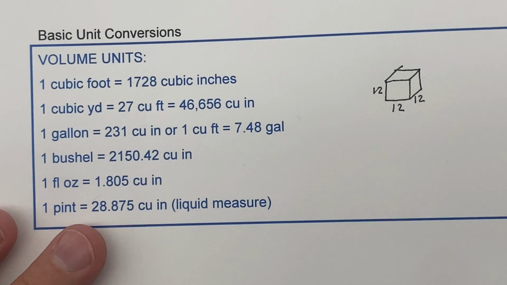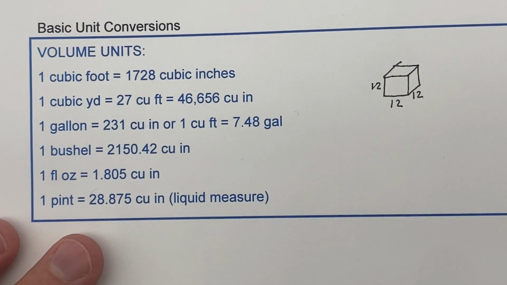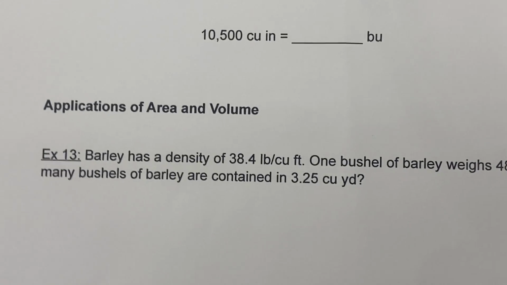Alright, shifting gears here. Gallons. That's going to be equal to 231 cubic inches. Or we could say 1 cubic foot is equal to 7.48 gallons. 1 bushel, 2,150 cubic inches. 1 fluid ounce is 1.8 cubic inches. And 1 pint is 28.875 cubic inches. That's the liquid measure. Keep those next to you.